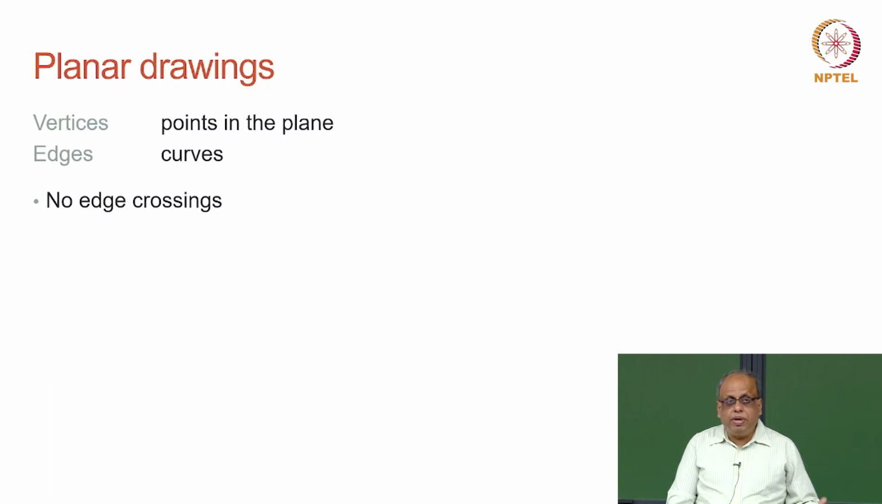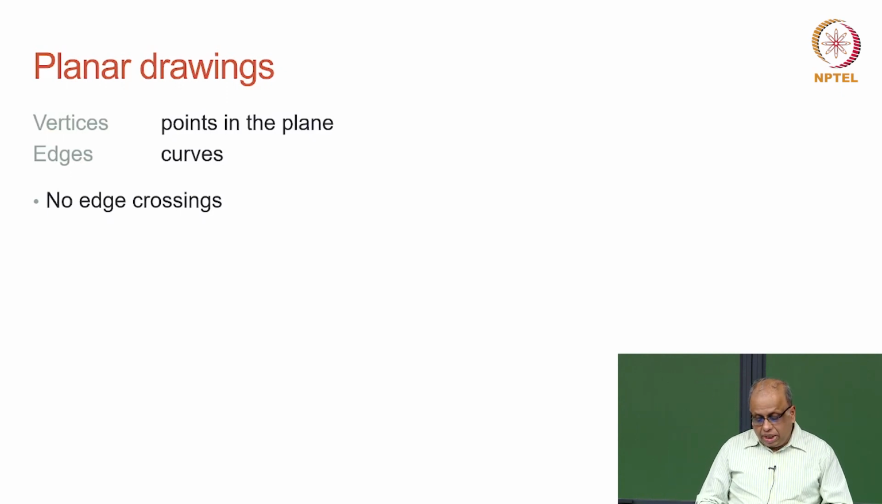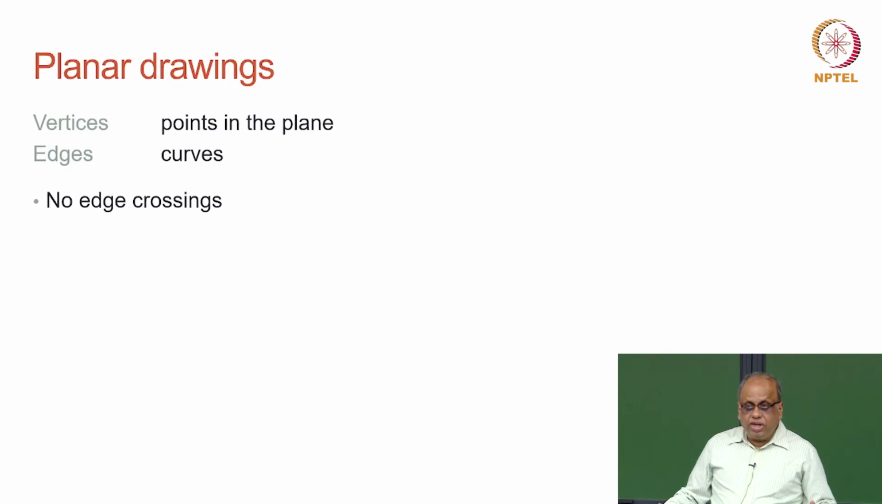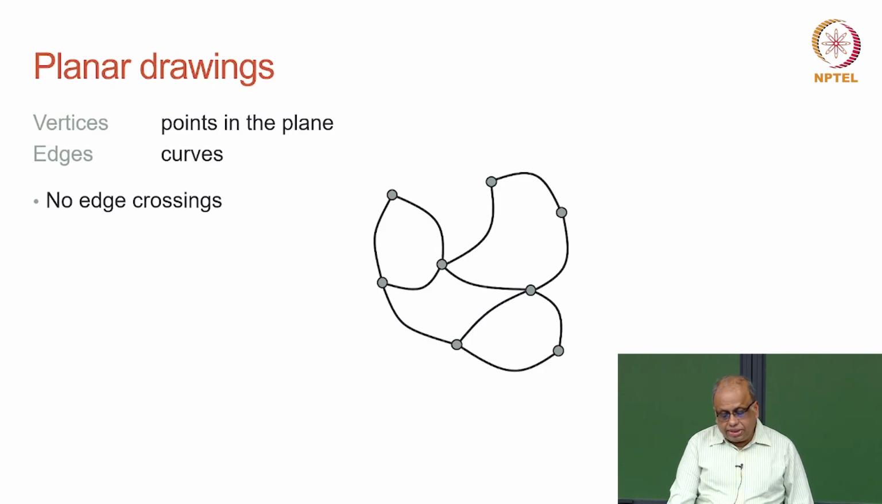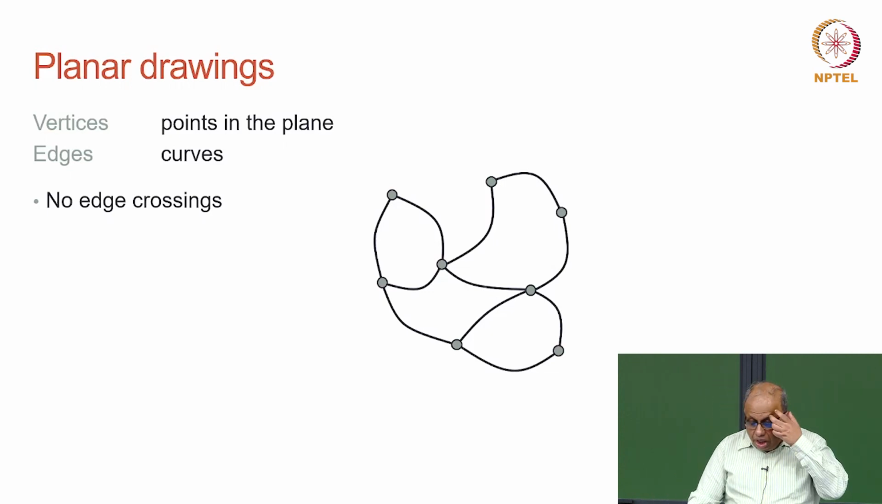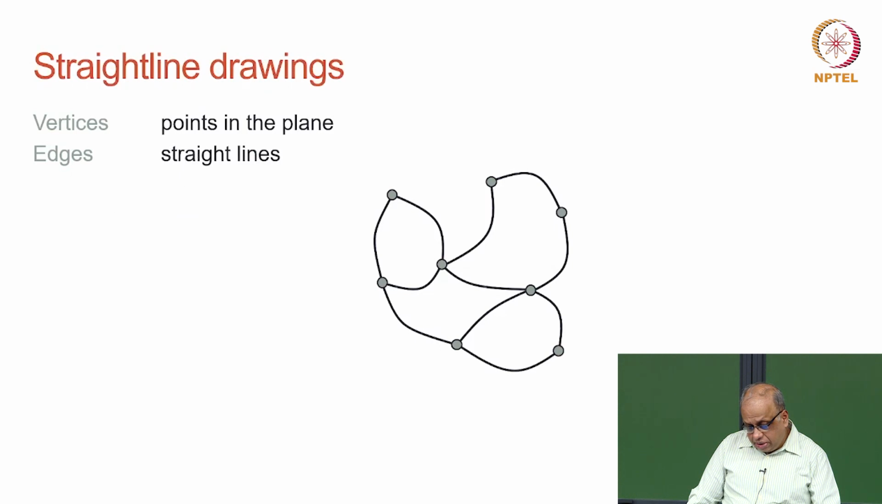So of course we want planar drawings, because you want to draw it on a sheet of paper or present it on a computer screen. But obviously you won't be able to do it all the time, especially if the graph is already non-planar. For this simple graph, you can definitely draw it like this with no edge crossing.